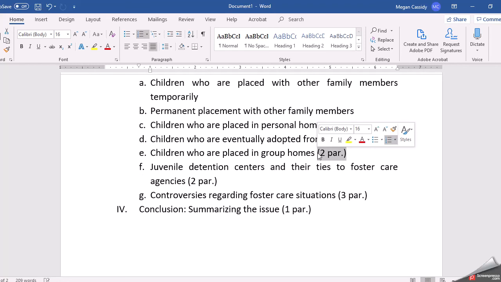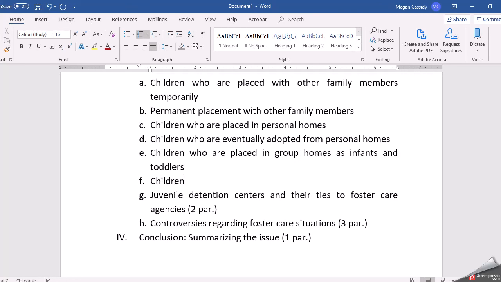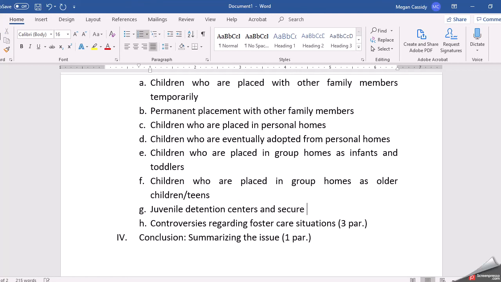Then I have placement in group homes. Let's say here I want to talk about children placed in group homes as infants and toddlers. And then here I want another paragraph, children who are placed in group homes as older children or teens. Then I'm going to talk about juvenile detention centers and secure facilities. Let's say I talk about that.